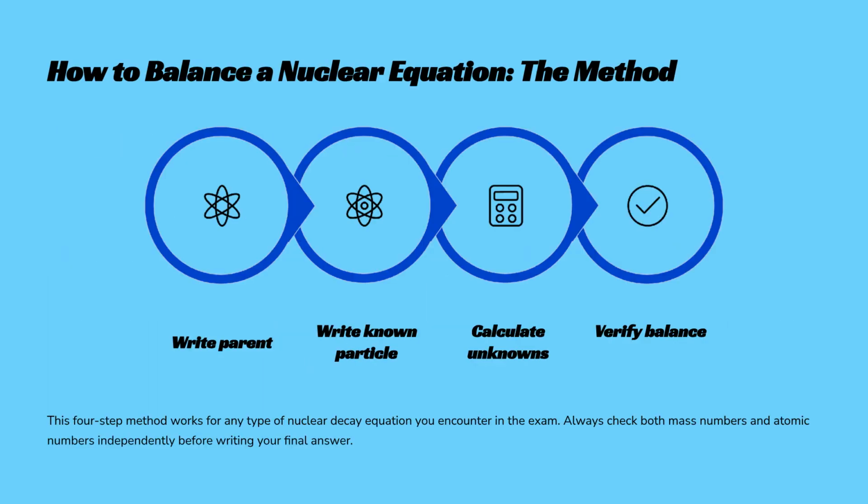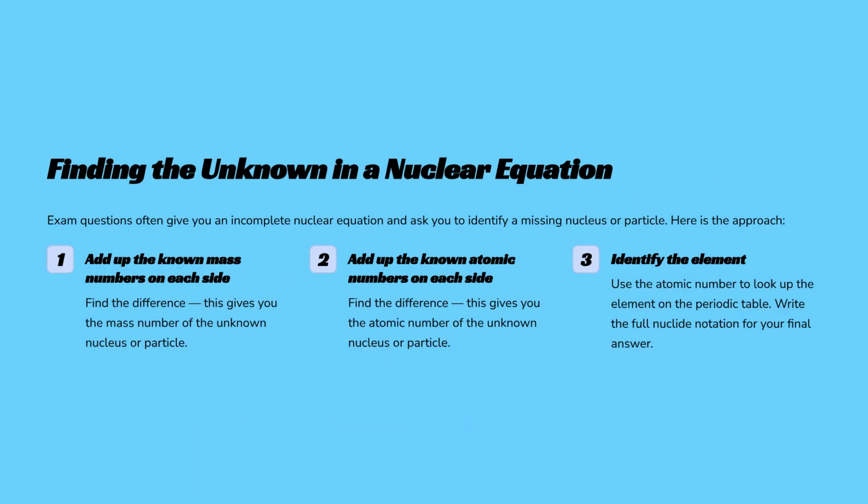To master balancing equations, follow these 4 steps. Write down the parent nucleus, identify the emitted particle, calculate any unknowns, and verify the final balance. When you encounter an unknown in an equation, add the known mass and atomic numbers on both sides. The difference between these totals identifies your missing particle or nucleus.